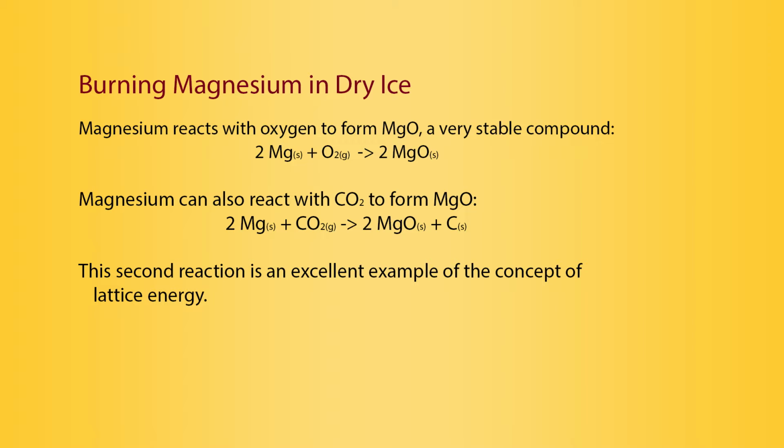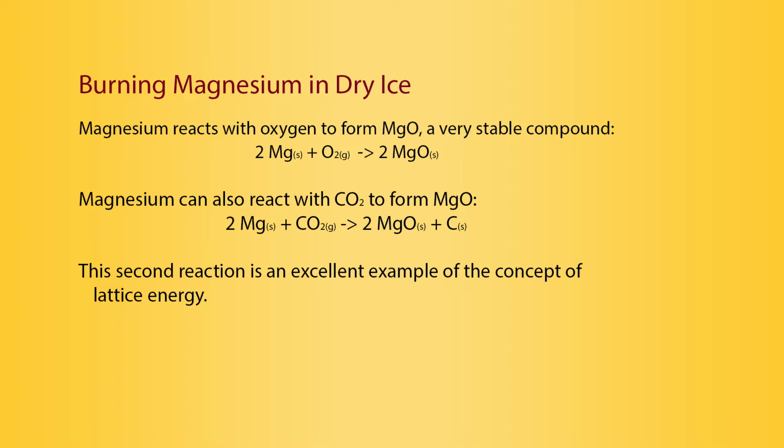The underlying chemistry is revealed in these balanced equations. Magnesium reacts with oxygen to form magnesium oxide, a very stable compound. Similarly, magnesium can also react with carbon dioxide to form magnesium oxide. In this case, carbon dioxide surprisingly acts as the oxidant and the source of oxygen atoms.